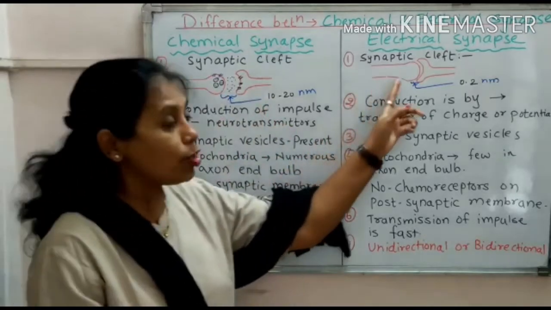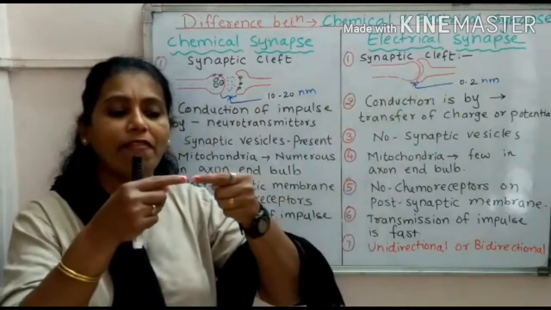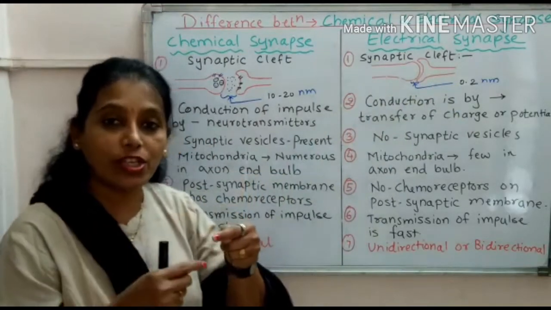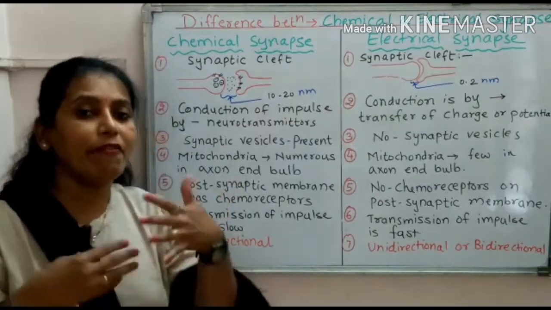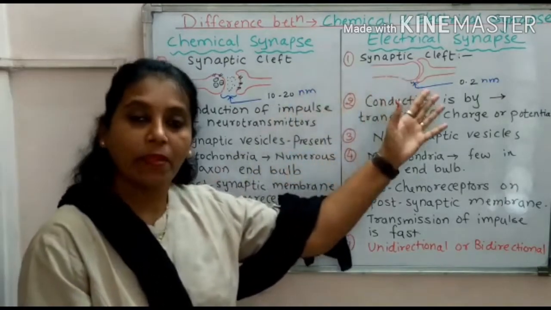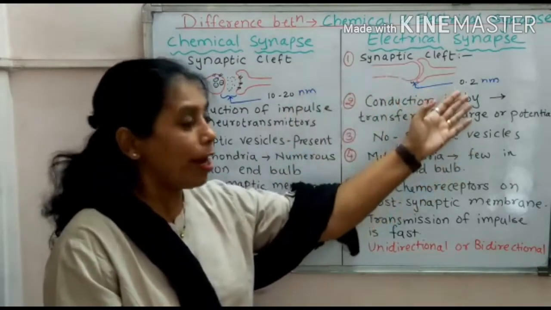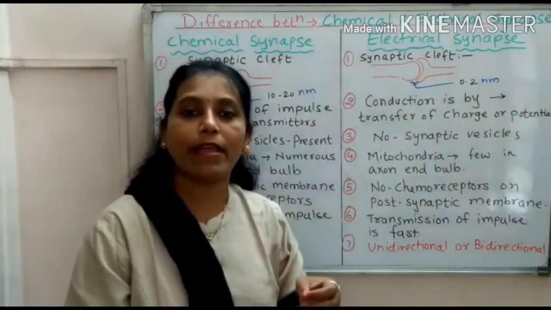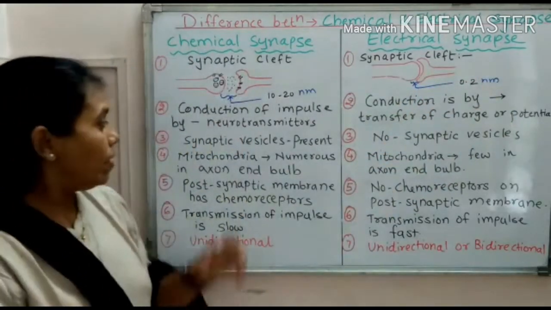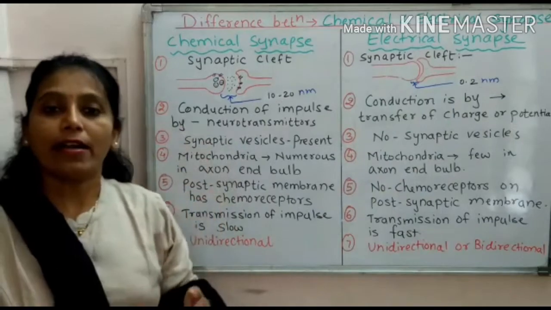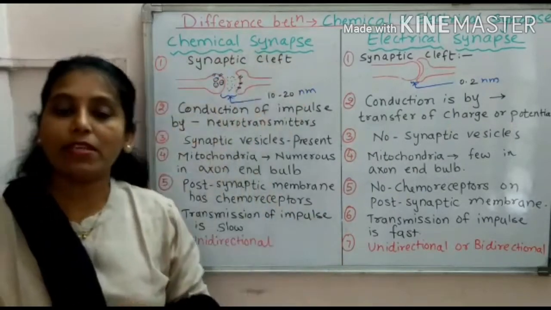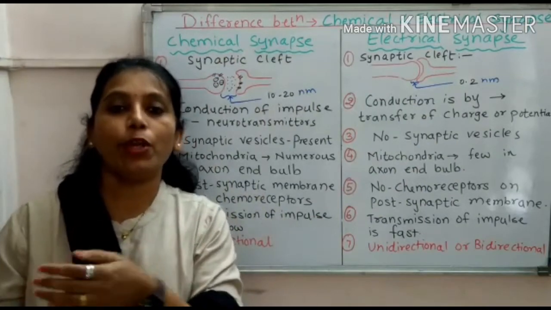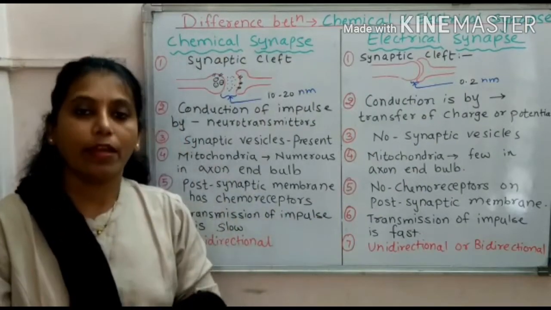But in case of electrical synapse, they are very close to each other. The two neurons are present very close to each other, approximately 0.2 nanometer gap is present. Second difference, the conduction of impulse in case of chemical synapse is in the form of neurotransmitters.